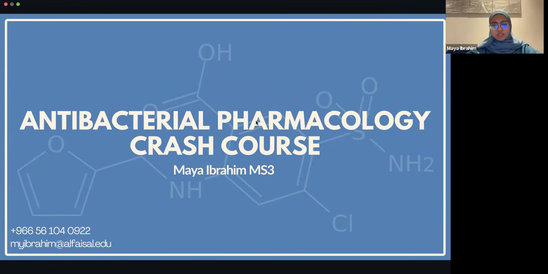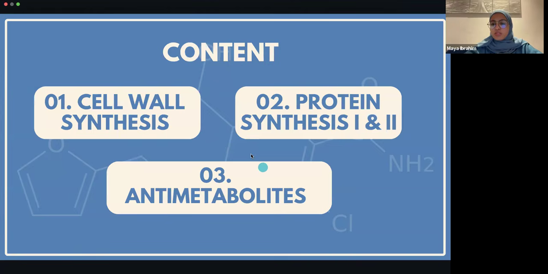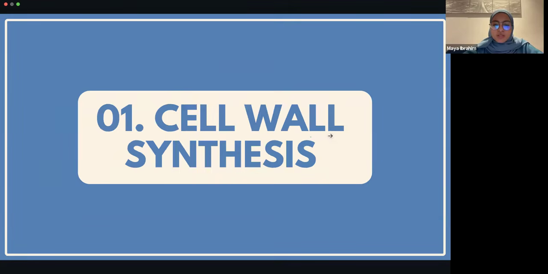I'm a third year medical student, and today we're going to be discussing most of the pharmacology for your midterm. It will be including the cell wall synthesis, protein synthesis, and anti-metabolites. Don't look at the amount of slides. I swear these are just transition slides. We're good to go. Okay, so let's start with the first lecture, cell wall synthesis inhibitors.